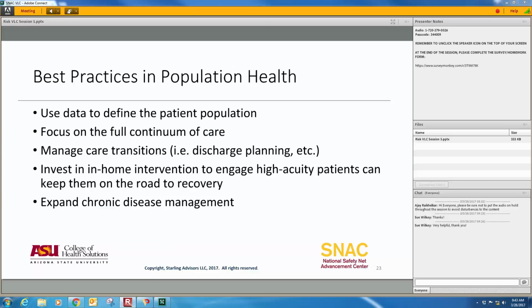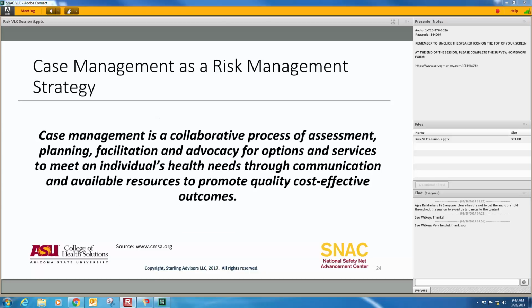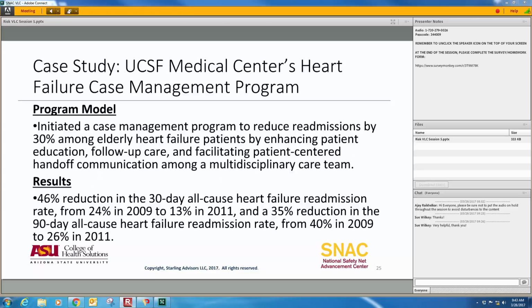And so the example, I keep going backward. I'm sorry, you guys. The case management example that we provide here is a model that comes out of University of California, San Francisco's Medical Center heart failure case management program.